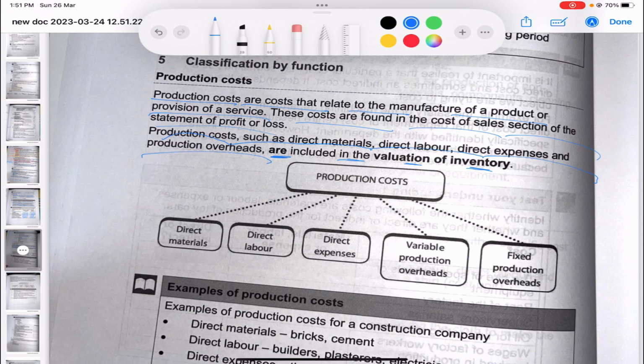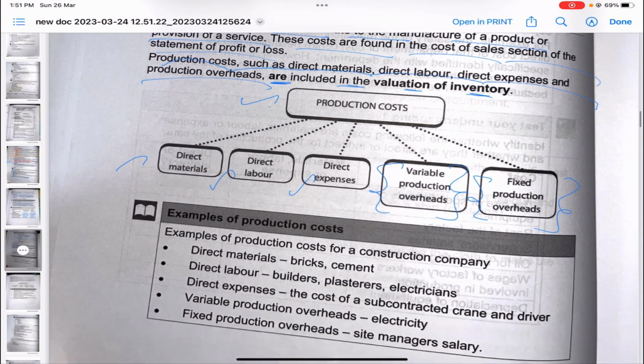So whatever production costs you are talking about, they are always included in the valuation of inventory. We have done this in F3, right? So what do you understand by production cost? Direct materials, direct labor, direct expenses. So direct things are always involved with the production, right? Variable production overheads, we will see this in the future, don't worry. Fixed production overheads, even these are always involved in the production activity.